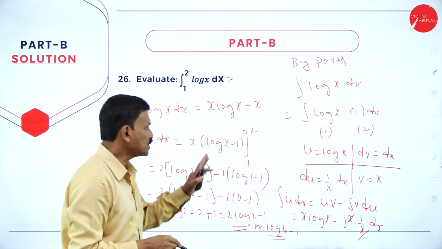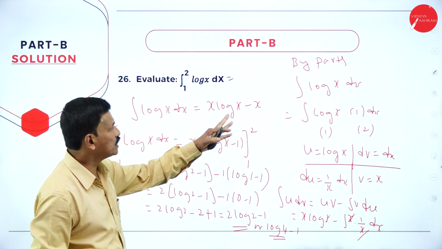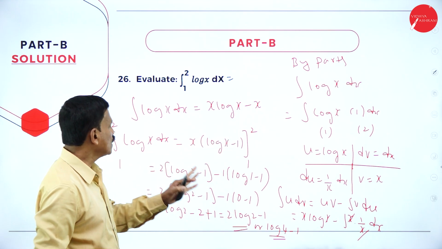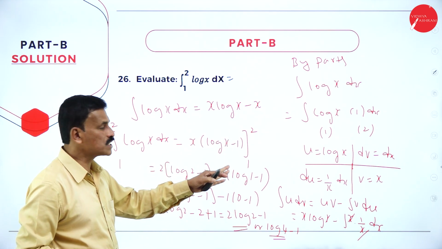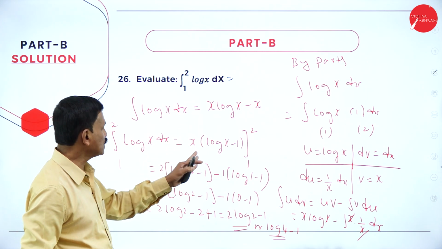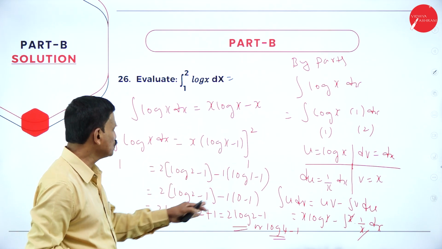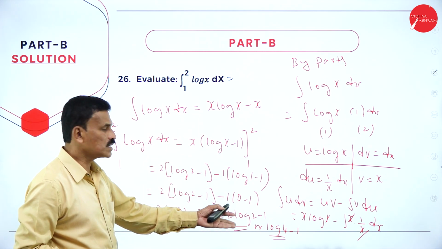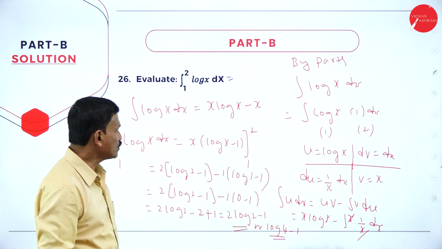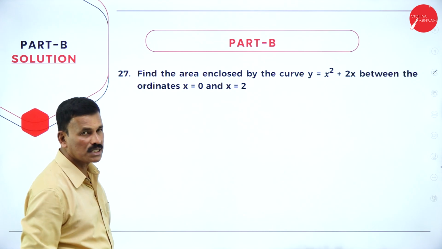So just apply integration by parts. Integration of log x dx is equal to x log x minus x, and evaluate between the limits 1 to 2. You can take x common factor, x into (log x minus 1) between 1 to 2. Simplify, you will get 2 log 2 minus 1 or log 4 minus 1 as the integrated answer. Now move on to the last problem in this section.